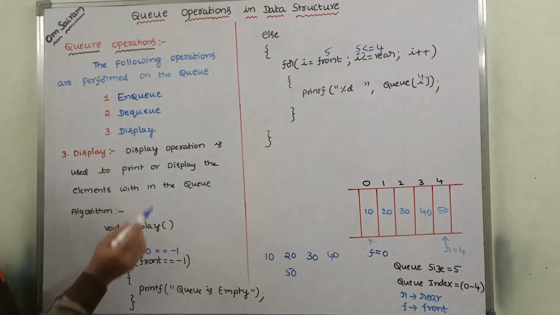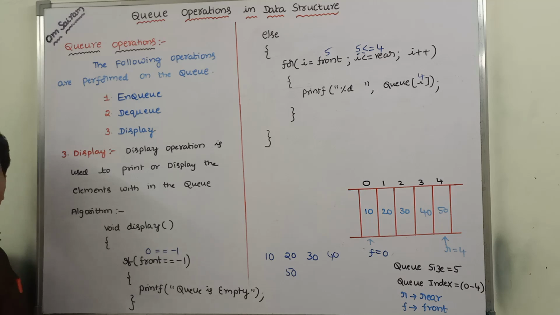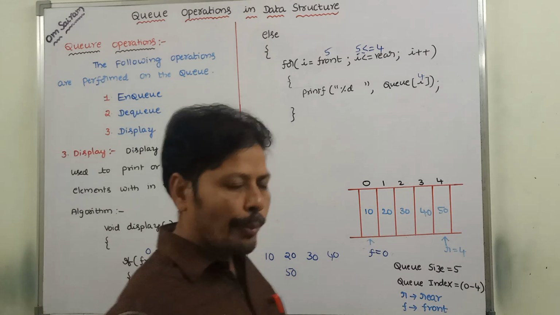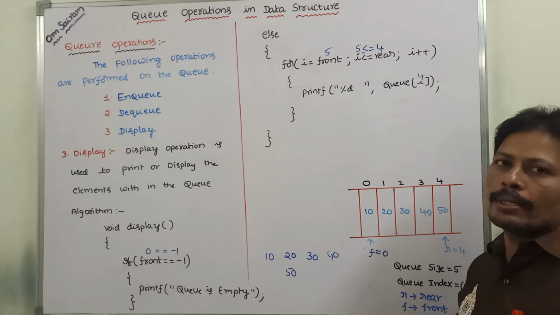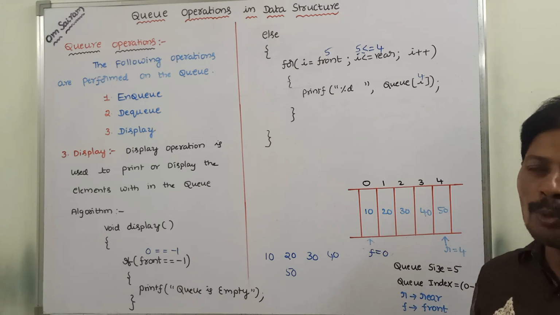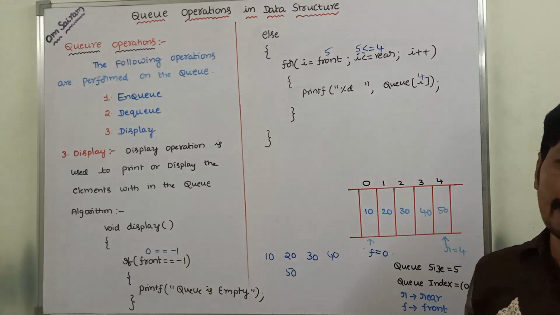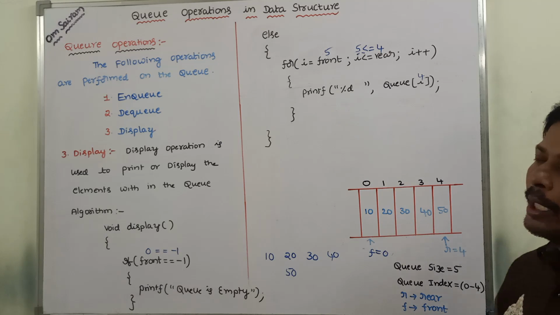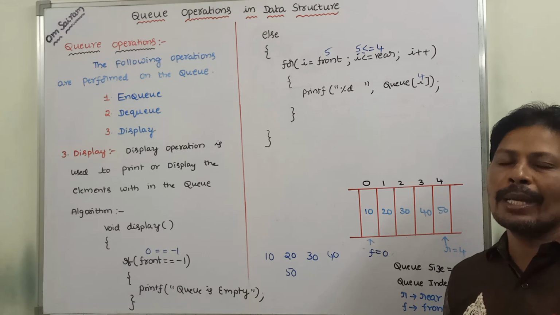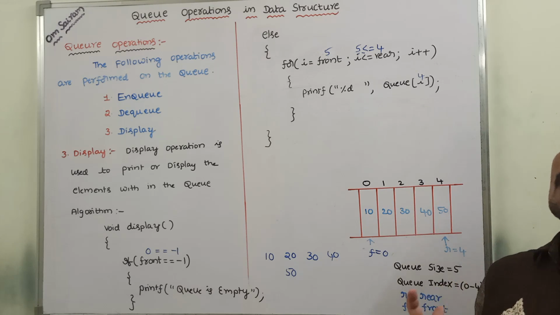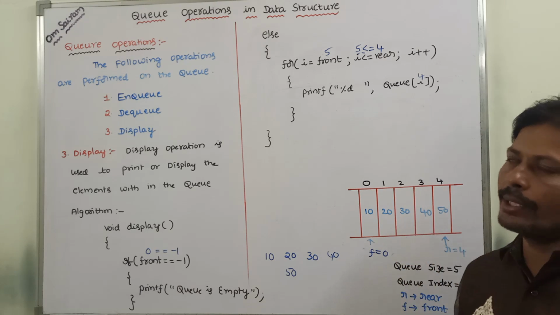So this is the code for display function. So I hope all of you are understanding the queue operations. So first one is enqueue. Enqueue is used for inserting the elements into the queue. Here we have to consider two steps. First one is rear value is incremented. Then q of rear is equal to element.